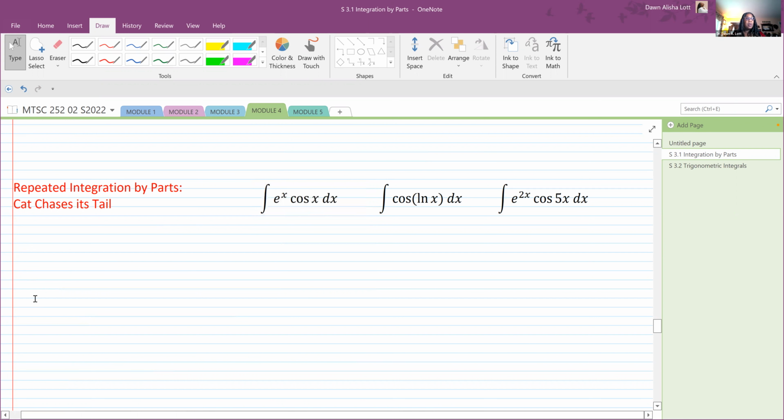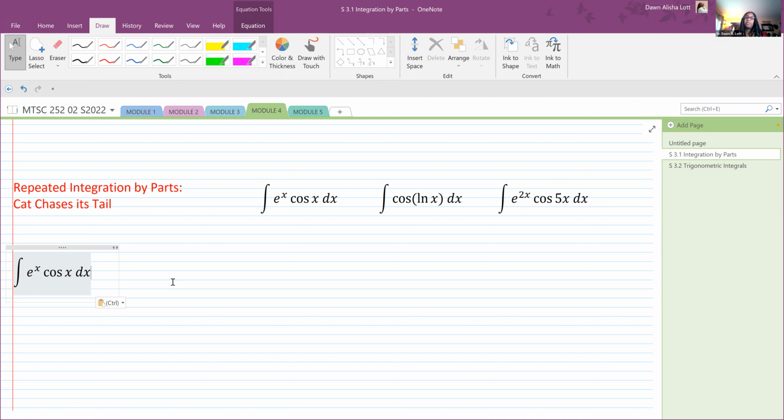Okay, so we're going to start with the integral of e to the x cosine x. Now, in this problem, as you can see, derivatives of and integrals of e to the x all give you e to the x back. Integrals of cosine are going to give you sines and cosines, and derivatives of cosine are going to give you sines and cosines. So these kind of repeat.